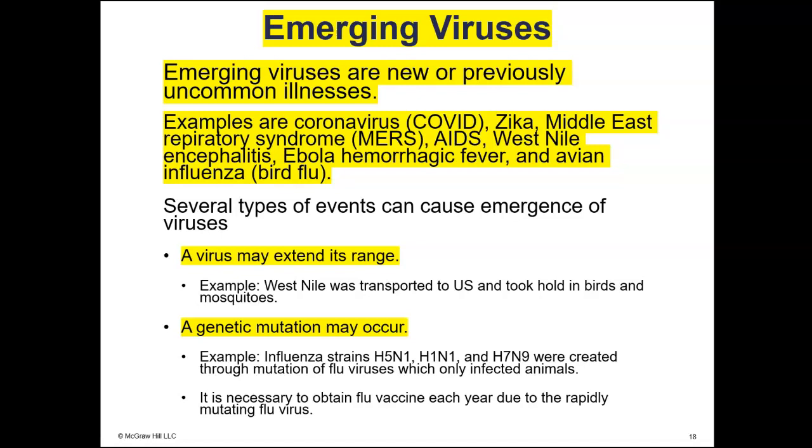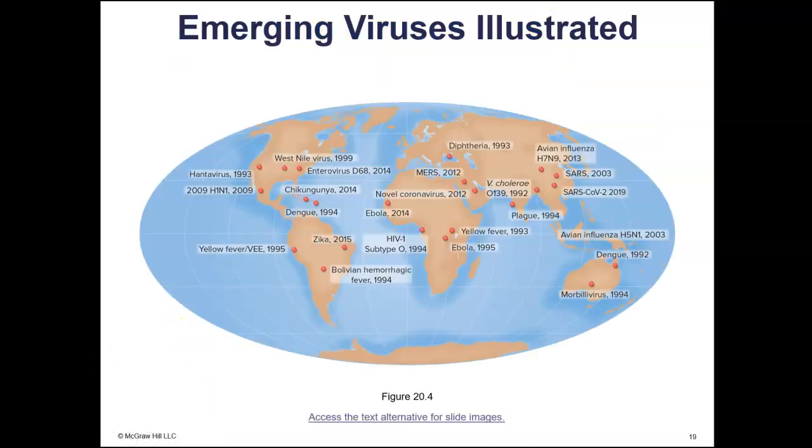Now, emerging viruses are new or previously uncommon illnesses. Examples are the coronavirus, which we refer to as COVID, Zika, the Middle East Respiratory Syndrome or MERS, AIDS, West Nile encephalitis, Ebola hemorrhagic fever, and the bird flu or avian influenza. These viruses can emerge for several reasons. One would be that the virus can extend its range, and the other can be genetic mutations, such as what we see with the flu.